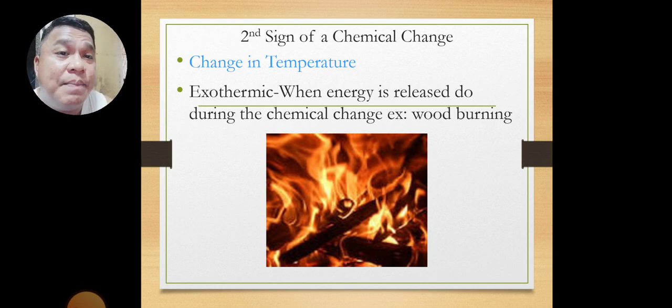And of course, change in temperature. I have a lot of terms to introduce to you: exothermic and endothermic. There are two types of reactions, the endothermic and the exothermic reaction. Exo means exit. Heat is liberated from the system, from your sample, going to the environment; that is exothermic. Heat is in the form of energy, so when energy is released during a chemical change, for example wood burning, from the system going to the environment, that is exothermic.